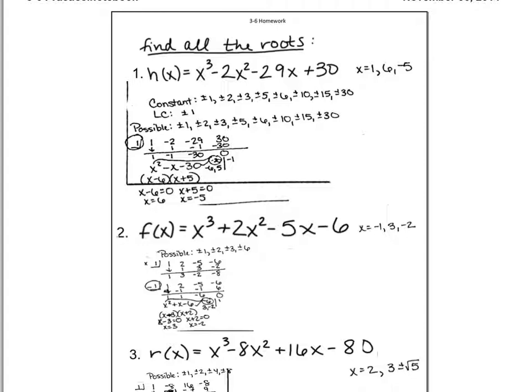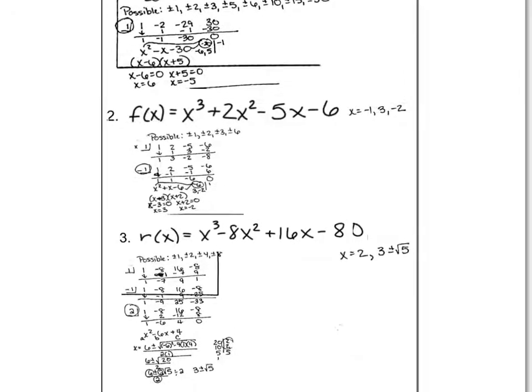Here are your 4 problems from last night. The quick answers are to the side of them, and then the work, the synthetic work in the factoring form, is below it. Number 1, you should have had 1, 6, and negative 5. 1 came from the synthetic division, and then 6 and negative 5 came after you factored it. Again, you can always pause this to slow down to see the work. Number 2 was negative 1, 3, and negative 2. Again, the negative 1 came through synthetic division, and then 3 and negative 2 came from the factoring part.